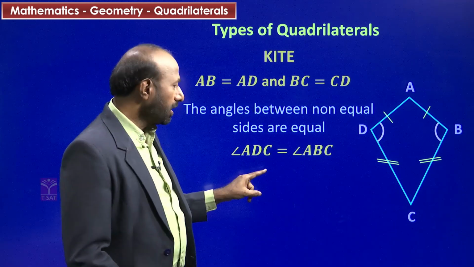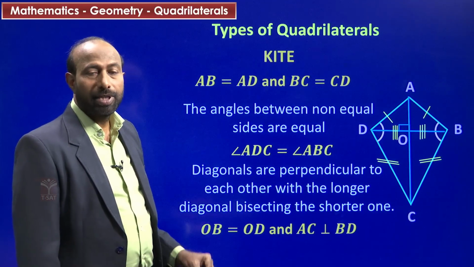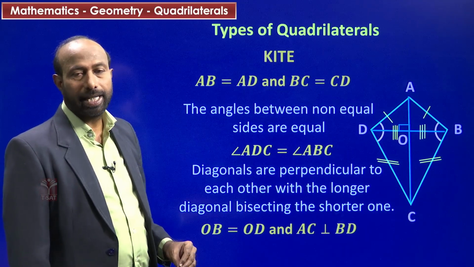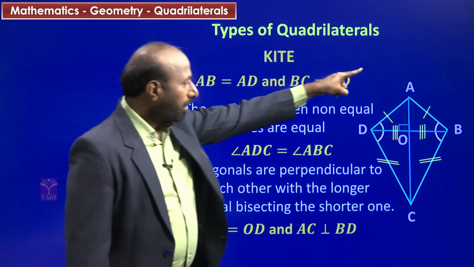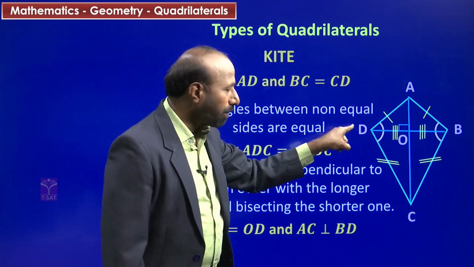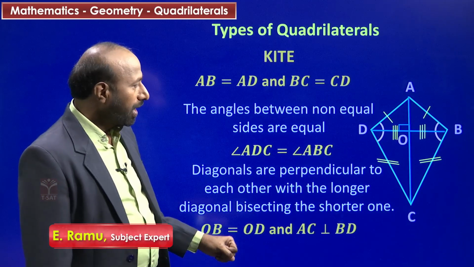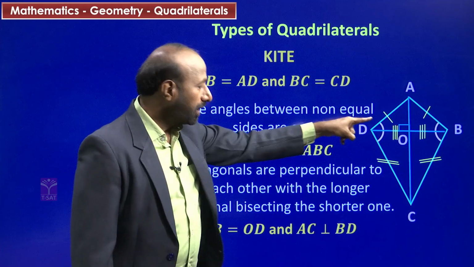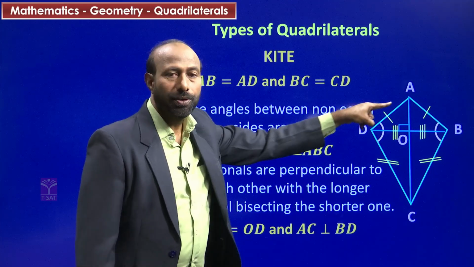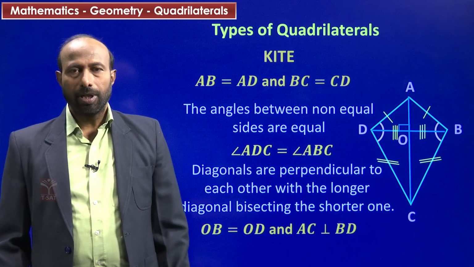Next, the diagonals are perpendicular to each other, with the longer diagonal bisecting the shorter one. That is, here the diagonal AC is perpendicular to BD, as well as AC bisects the diagonal BD, that is OB equals OD. This is all about quadrilaterals and the properties of quadrilaterals.